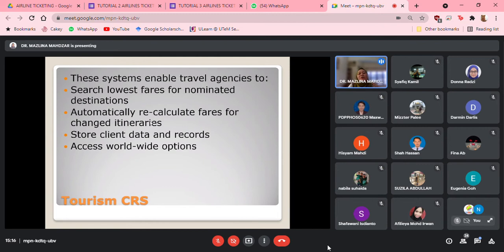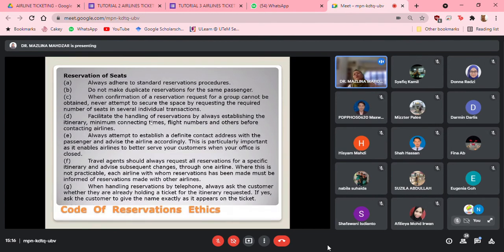Okay. So, what is the function of this tourism CRS, this reservation GDS? This system enables travel agents to search lower fares for nominated destinations and automatically recalculate fares for changed itineraries. It has the function of storing all the data of your passengers and their records, and then you can get information on the fares of all airlines in the world that are registered using the system through the GDS system. Okay, so these are roughly the ethics involved in making reservations.